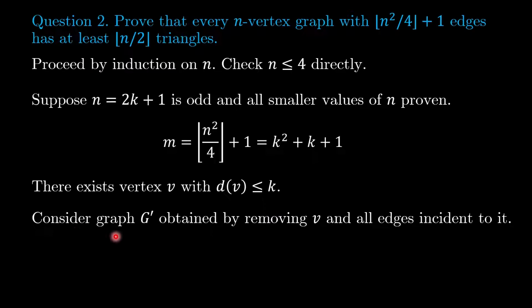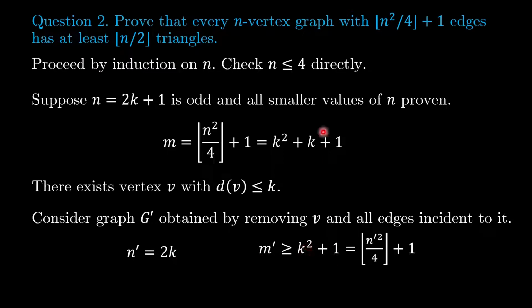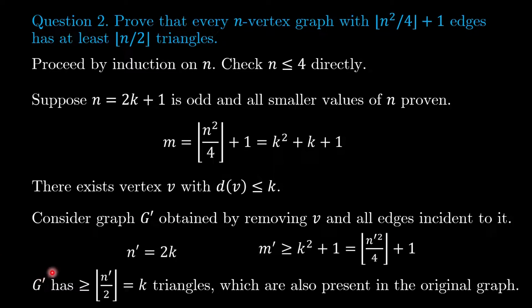So what happens if we consider the graph obtained by removing that vertex and all edges incident to it? Now the number of vertices for the new graph is 2k, and the number of edges is at least k squared plus 1, because we remove at most k edges. And we check that this expression is exactly equal to floor of n prime squared over 4 plus 1. So we can use the induction hypothesis to conclude that G prime has at least k triangles, and these k triangles are all present in the original graph. And we need to show that the original graph has at least k triangles, right? So we are done for this case.